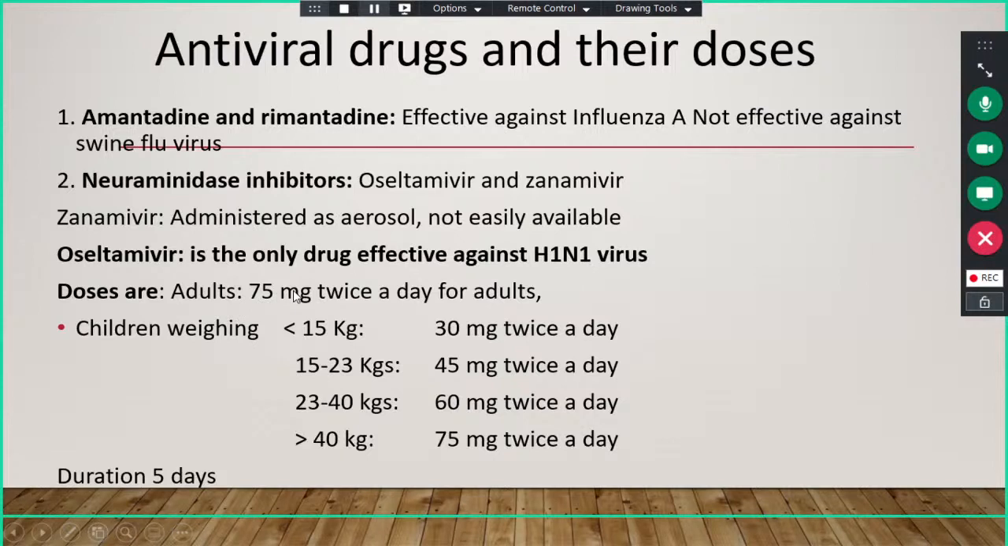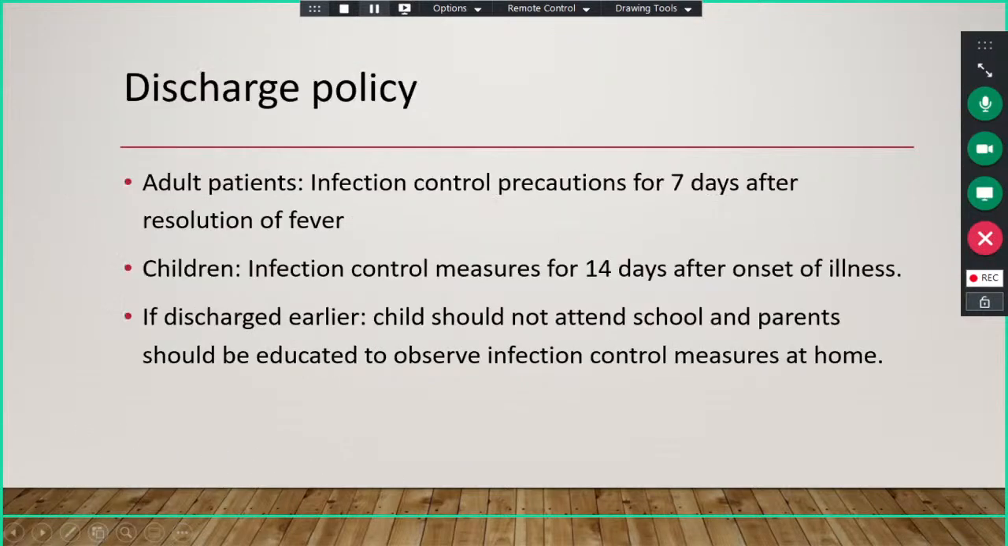For adults, it is 75 milligram twice a day, but in children it depends on the weight of the child. Less than 15 kilo, 30 milligram twice a day. 15 to 23 kilogram, 45 milligram twice a day. 23 to 40 kilogram, 60 milligram twice a day. And if it is more than 40 kilogram, then it would be similar to that of an adult, 75 milligram twice a day. It is to be given for 5 days.